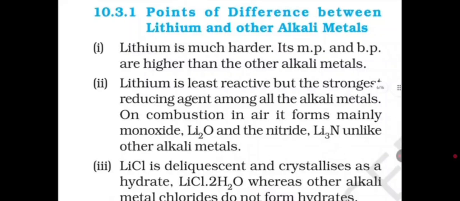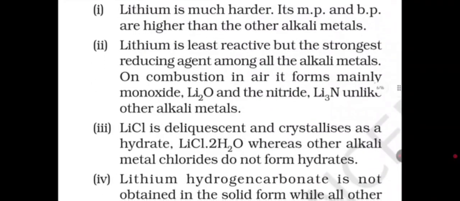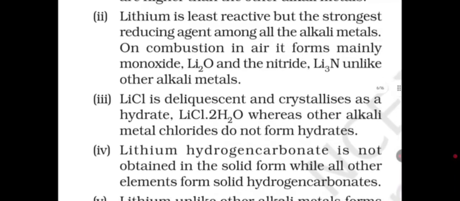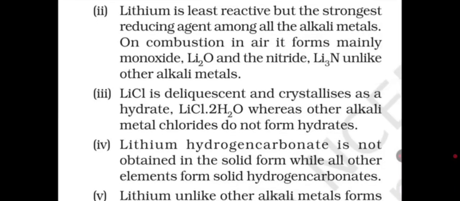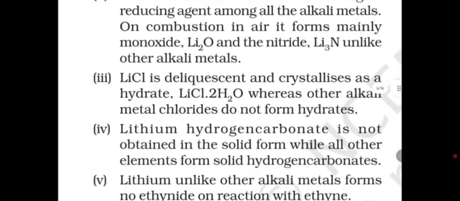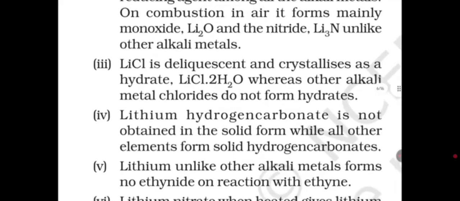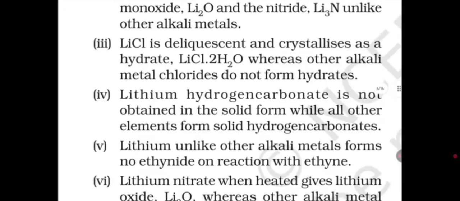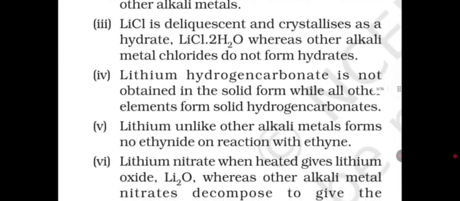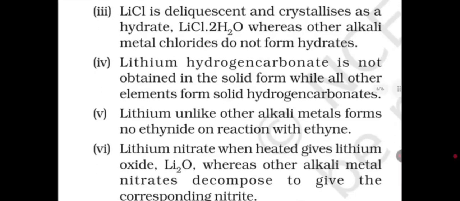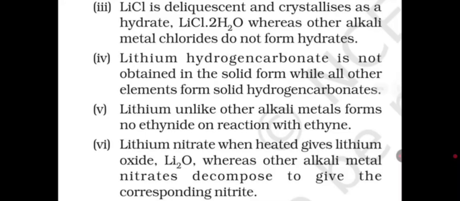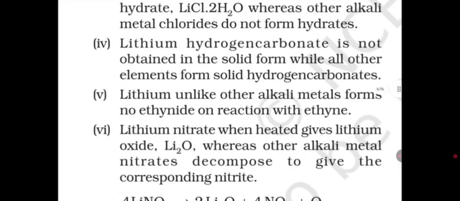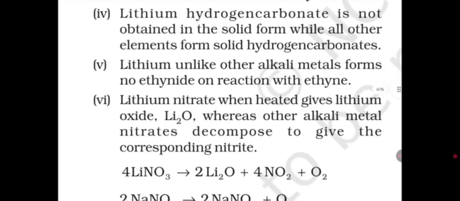Points of difference between lithium and other alkali metals. First, lithium is much harder. Its melting and boiling points are higher than the other alkali metals. Second, lithium is least reactive but the strongest reducing agent among all the alkali metals. On combustion in air, it forms mainly the monoxide Li2O and the nitride Li3N, unlike other alkali metals. Third, lithium chloride is deliquescent and crystallizes as a hydrate LiCl·2H2O, whereas other alkali metal chlorides do not form hydrates.